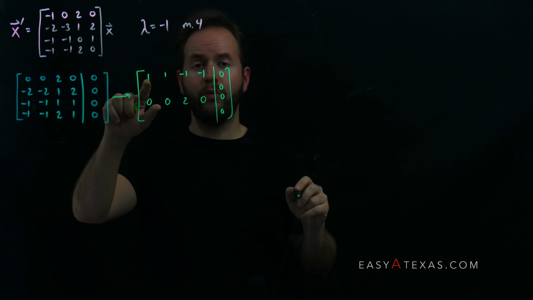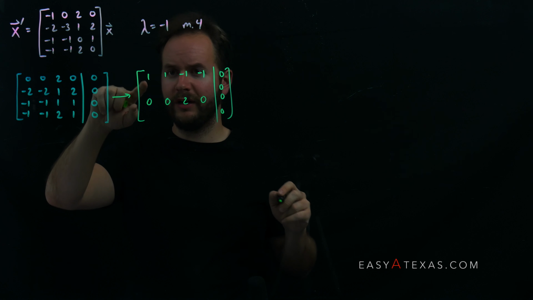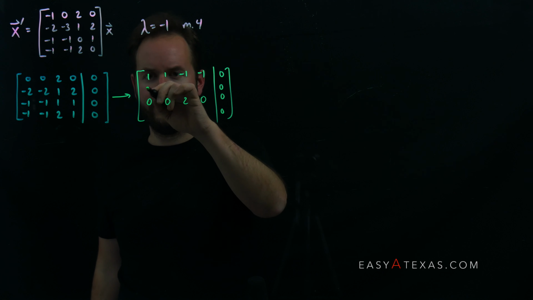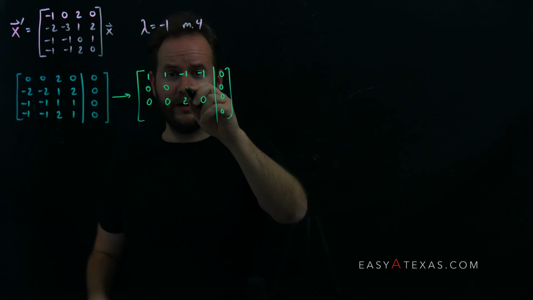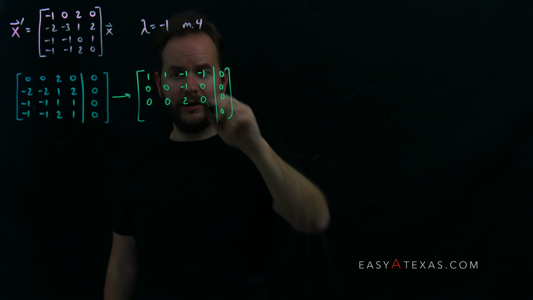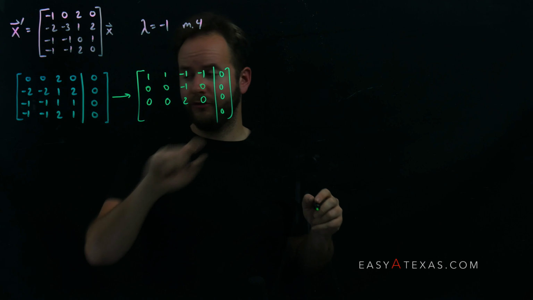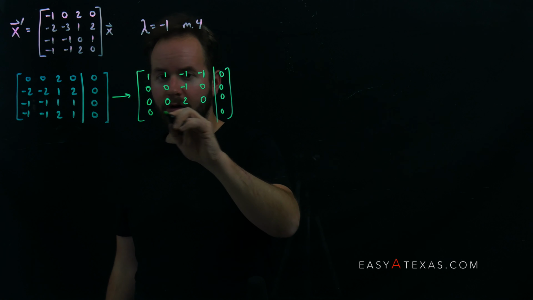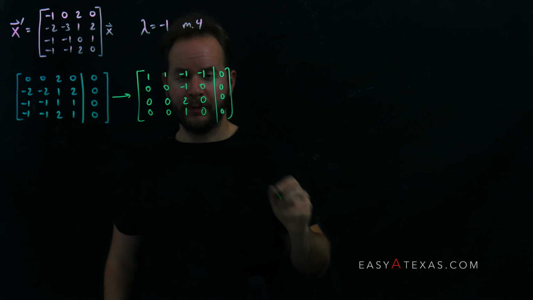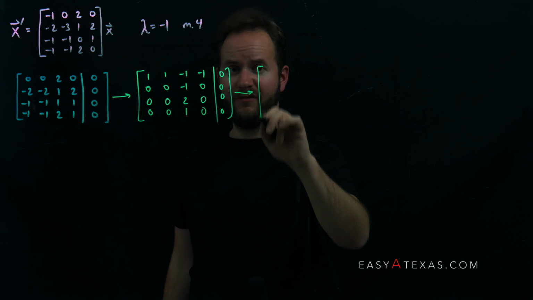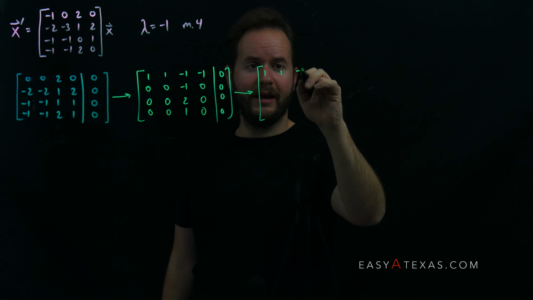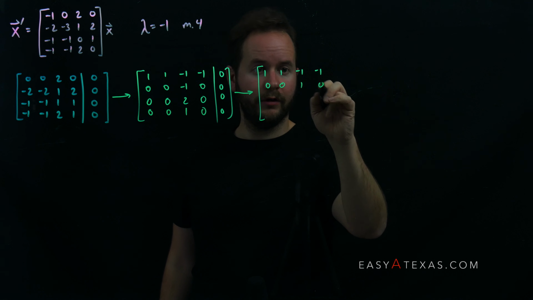I'm going to use this 1 to get zeros down below. So 2 times 1 is 2, added to -2 is 0. I get 0 here. 2 times -1 is -2, added to 1 is -1. And I'm going to get a 0 here. I'm also going to add 1 times this row to this last row to give me 0, 0, 1, 0. Now that I have a -1 here, I'm going to multiply this second row by -1 to give me 1, 1, -1, -1.